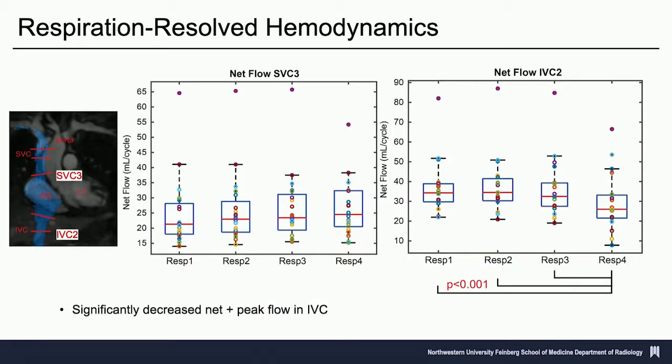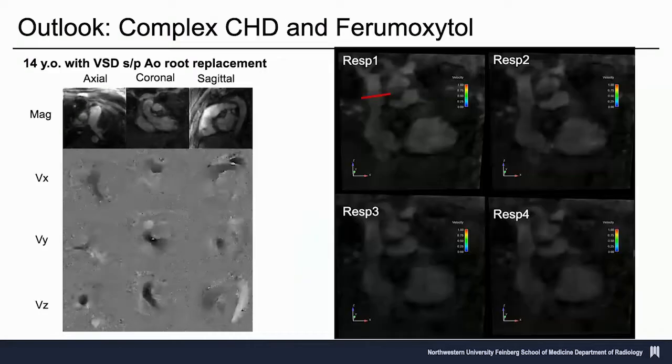And then we also did a planar analysis, and so we placed planes along these caval veins, and we did not find any significant differences in our superior vena cava veins, but we actually found significant decreased net and peak flow in the inferior vena cava in end inspiration compared to end expiration.